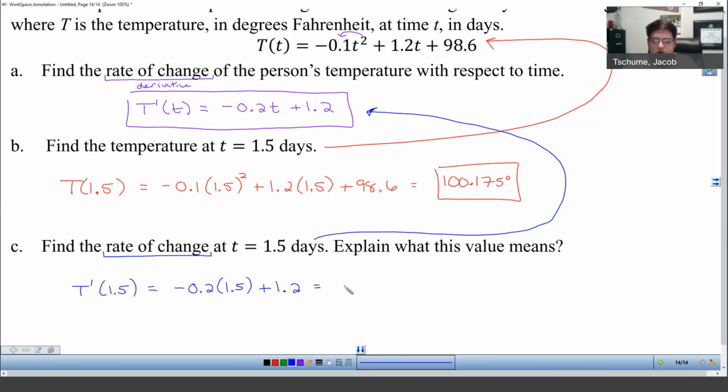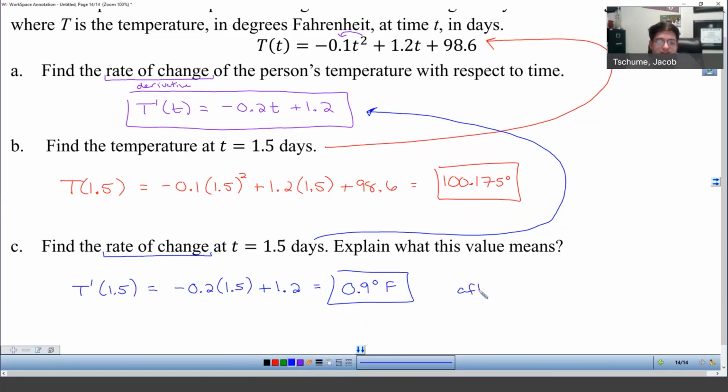And you get an answer of 0.9 degrees Fahrenheit. So that is the answer that you get. Now that's a really, really small temperature. Because remember, this is not your actual temperature. You would be dead if you were at 0.9 degrees Fahrenheit. But what does this mean? Remember, this is a rate of change.